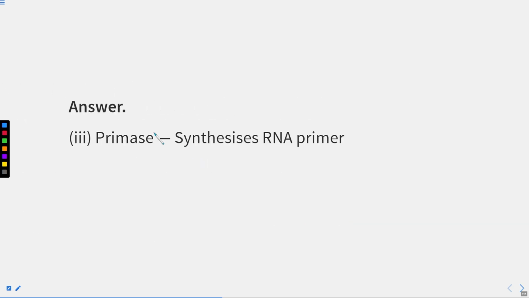Now third is the primase, or you can call it DNA primase. This is involved in the synthesis of the RNA primer. This is also very important. First, an RNA primer is synthesized, and then the nucleotides are added at the 3' OH, and the direction of synthesis is always 5' to 3'. So this is also very important: the RNA primer for DNA replication.